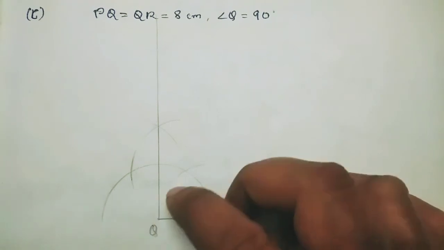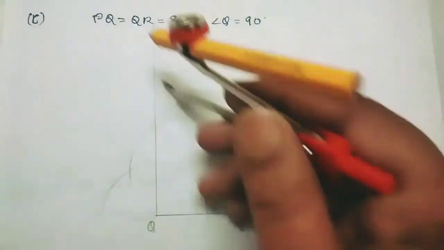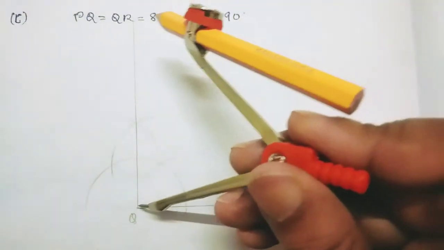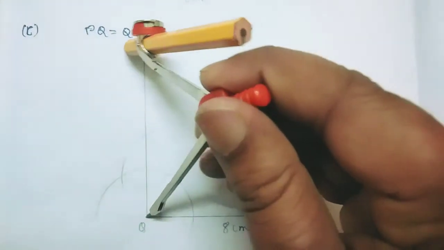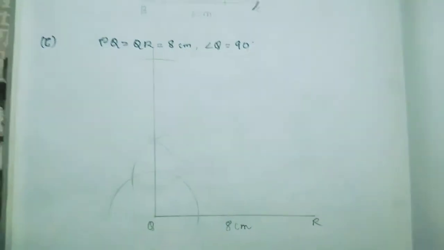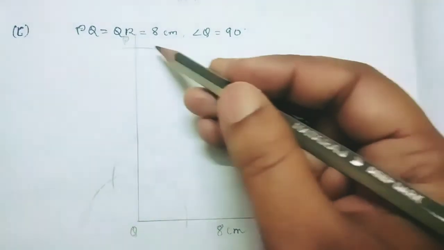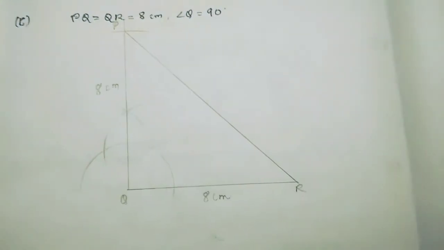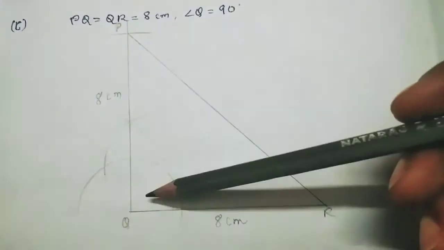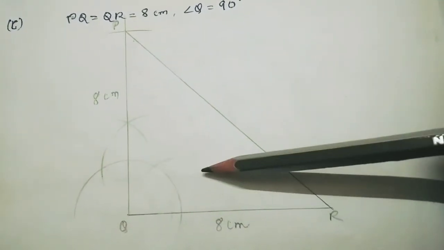From this Q point we'll cut again 8 centimeter from the compass and again we'll cut from here to here. This 8 centimeter. So I have taken 8 centimeter in the compass using a scale. So from this Q point we'll cut this 8 centimeter here. Okay, so this is 8 centimeter and this point is what? P point. Understood? So this is our P point. Now we'll join this P and R. So we have joined this line P and R. Okay, so this is our required PQR triangle.